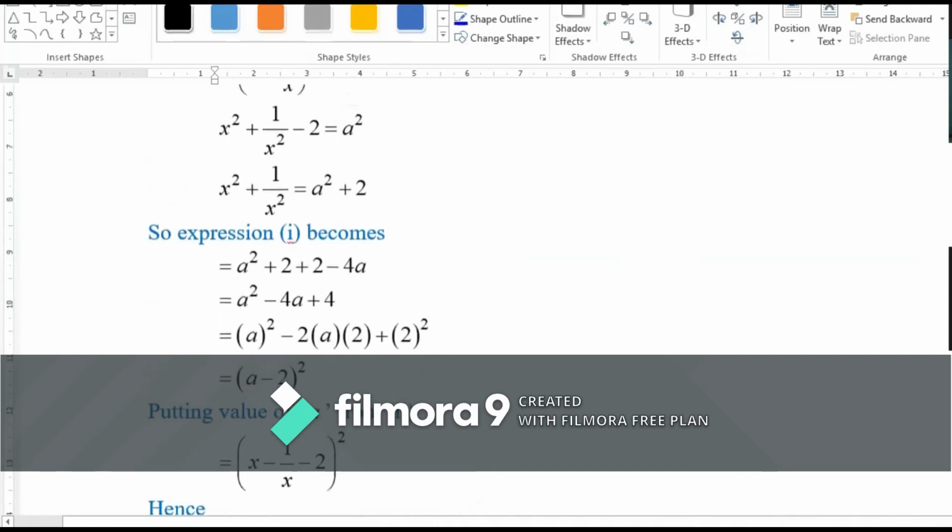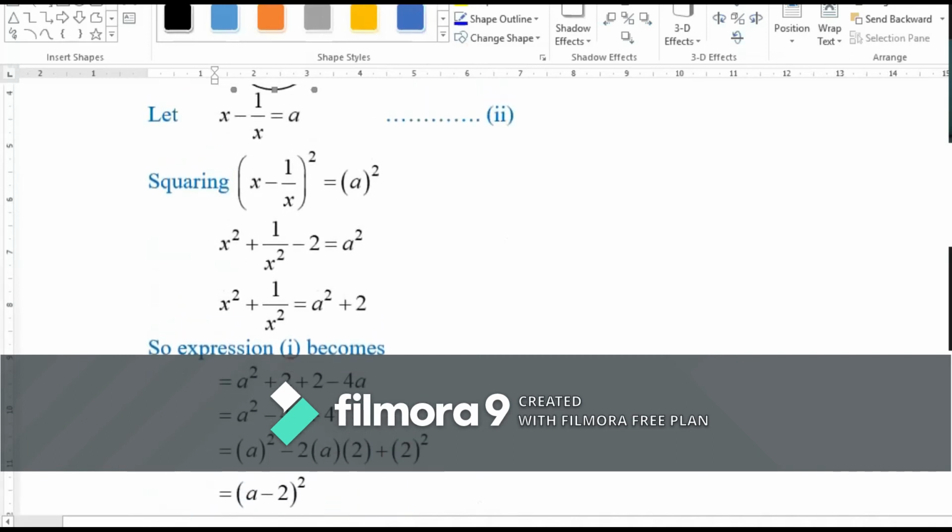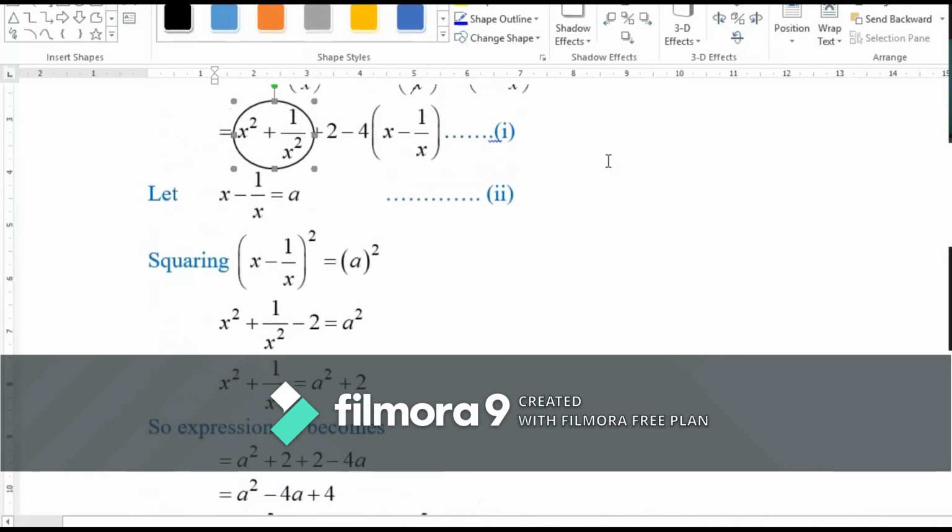What is equation number 1? If you go back, this is equation number 1. Now you will see that in this equation number 1, this value x square plus 1 over x square will be substituted with this value. So a square plus 2 will be substituted right here in place of this circle. So it will become a square plus 2. You can see that it is substituted in equation number 1.